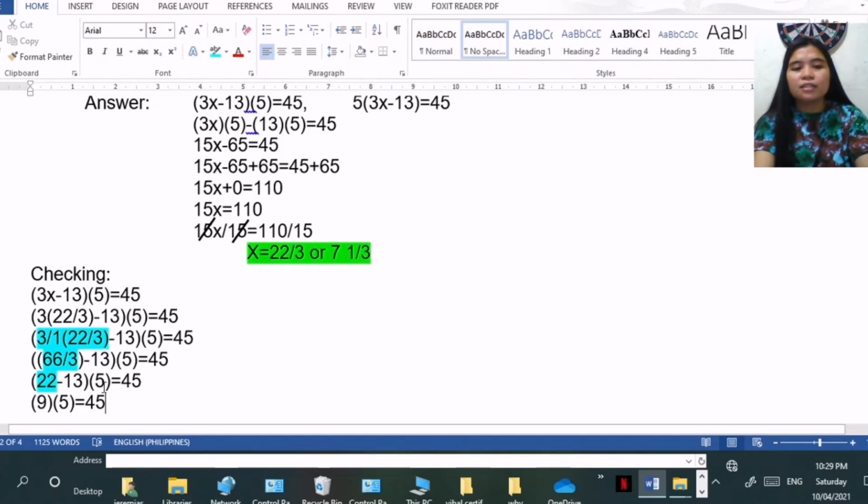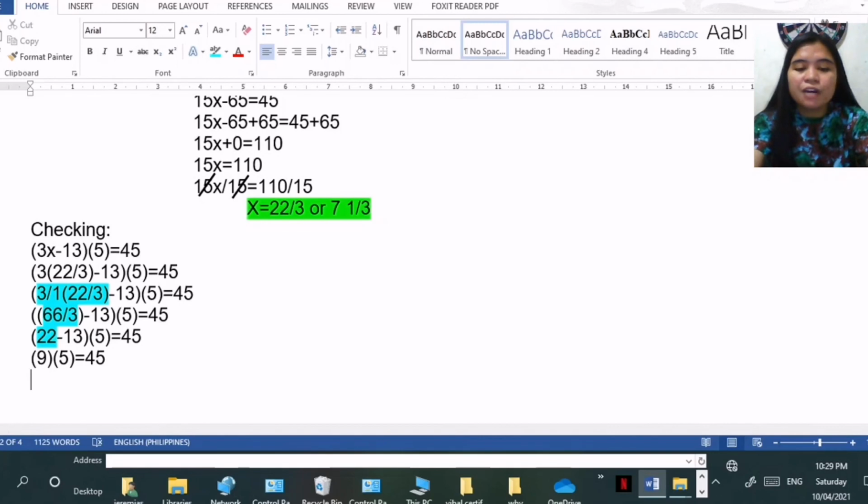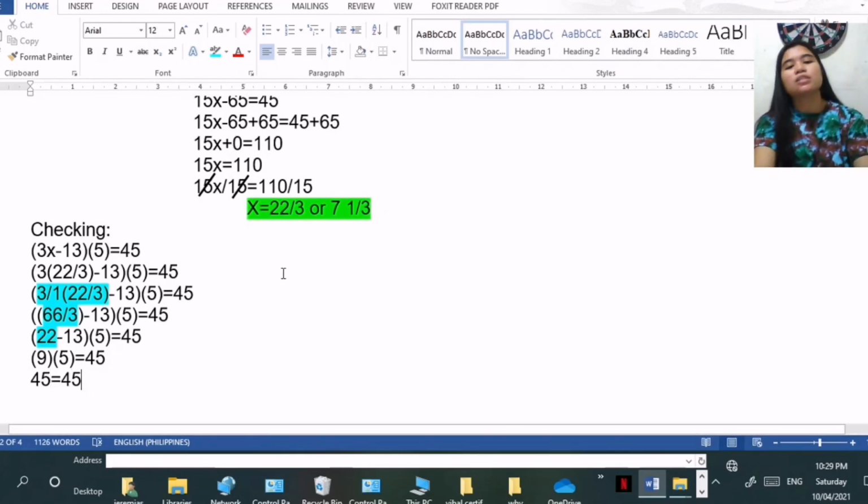Okay. And then, kinopya ko na lang yung 5. Ayan. So, we have 9 times 5, that is 45, and then equal to 45. So, therefore, our answer is correct. So, ang x talaga natin is 22/3 or 7 1/3. Okay po. So, yung 22/3 na ang ginamit kong pang substitute ng x dito, kasi kapag ginamit natin yung 7 1/3, ibabalik din lang naman natin siya dito sa 22/3.